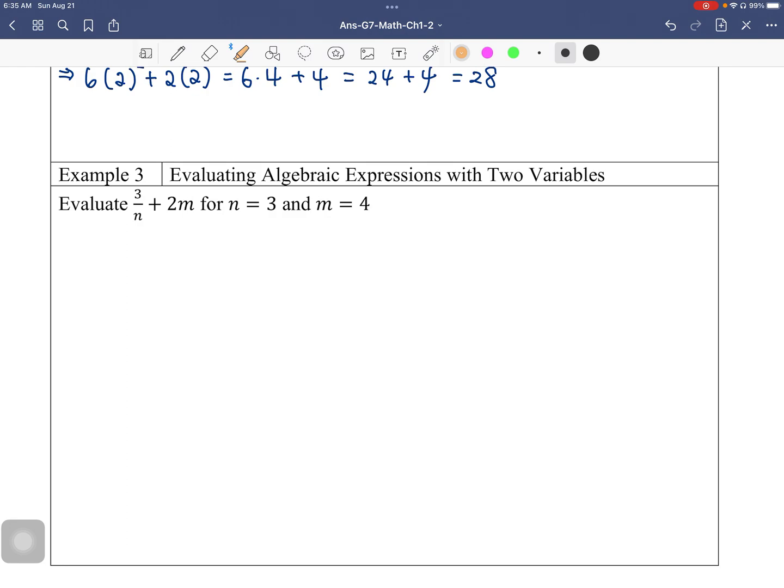Now example 3, I have n equals 3 and m equals 4. So 3 over n is 3, and 2 times m equals 4. So this is 1 plus 8, and this is 9.